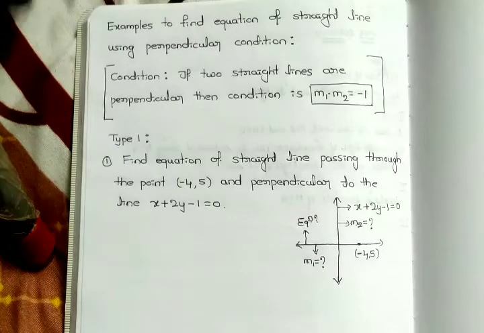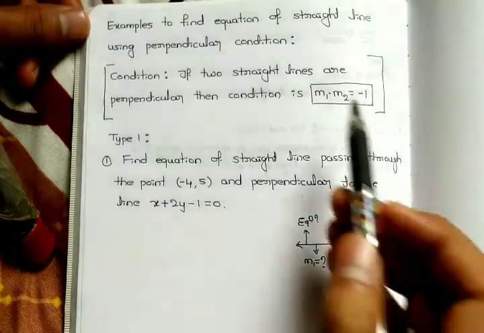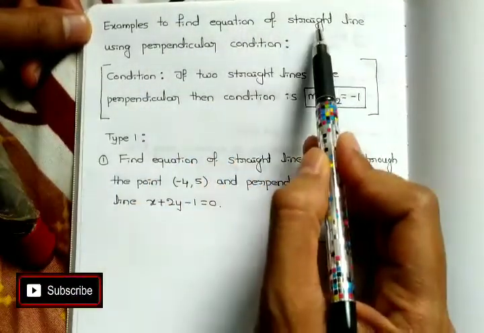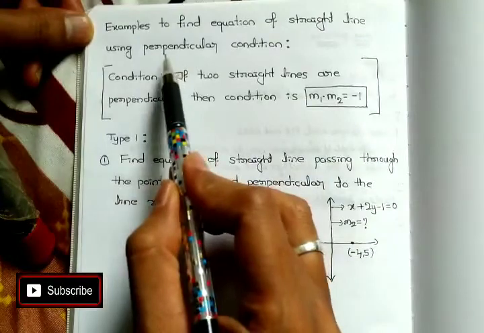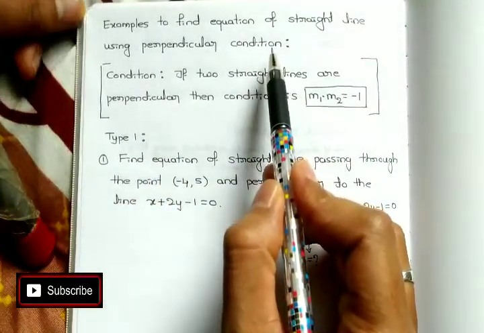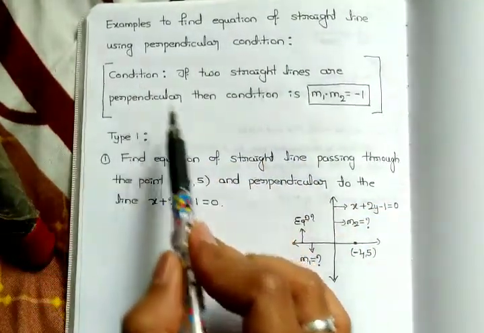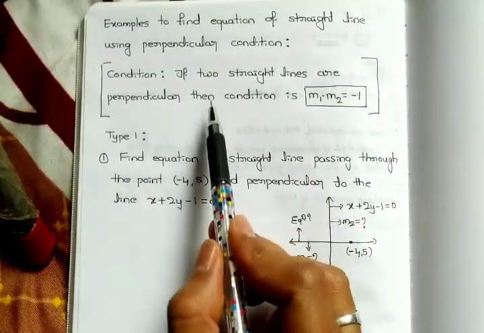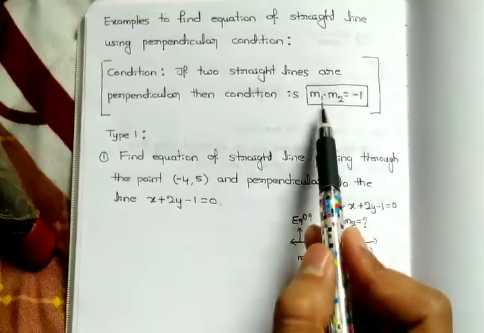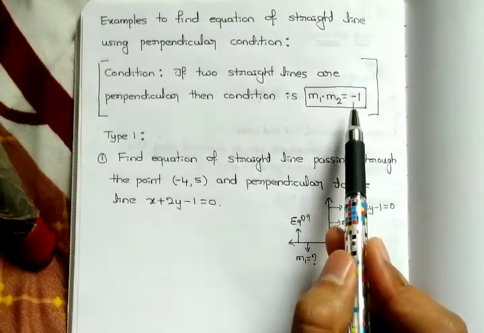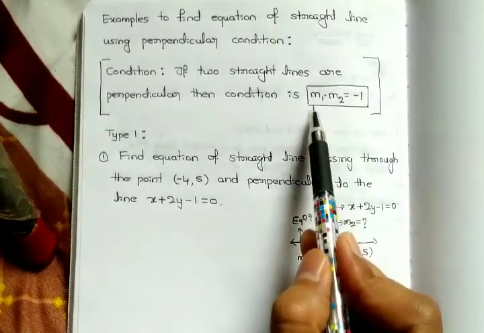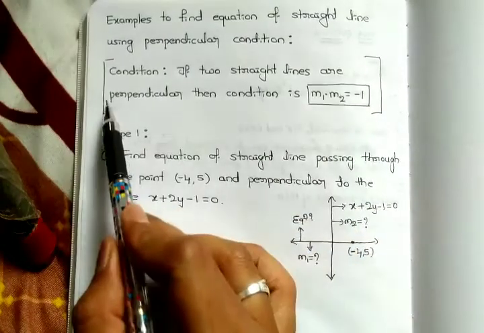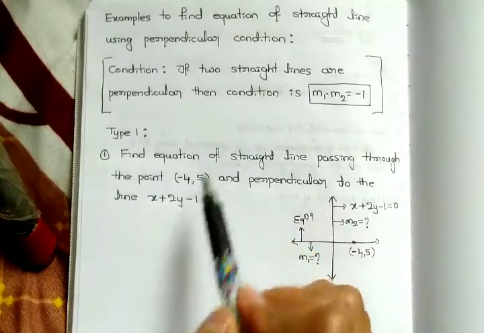Hello everyone, in this video we are going to solve examples to find the equation of a straight line using the perpendicular condition. The first condition is: if two straight lines are perpendicular, then m1 into m2 is equal to -1. Only remember this point. m1 into m2 is equal to -1. So this is the perpendicular condition.